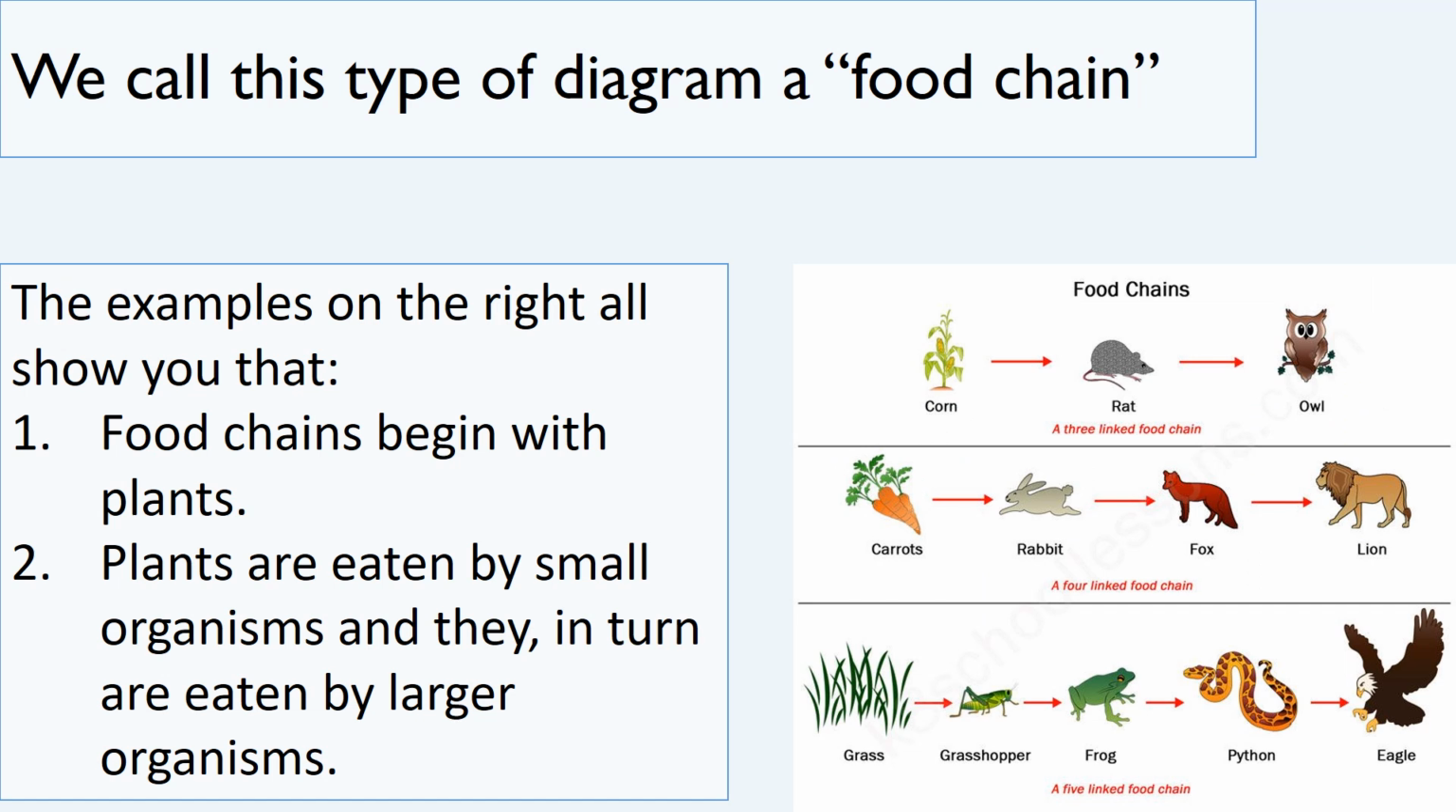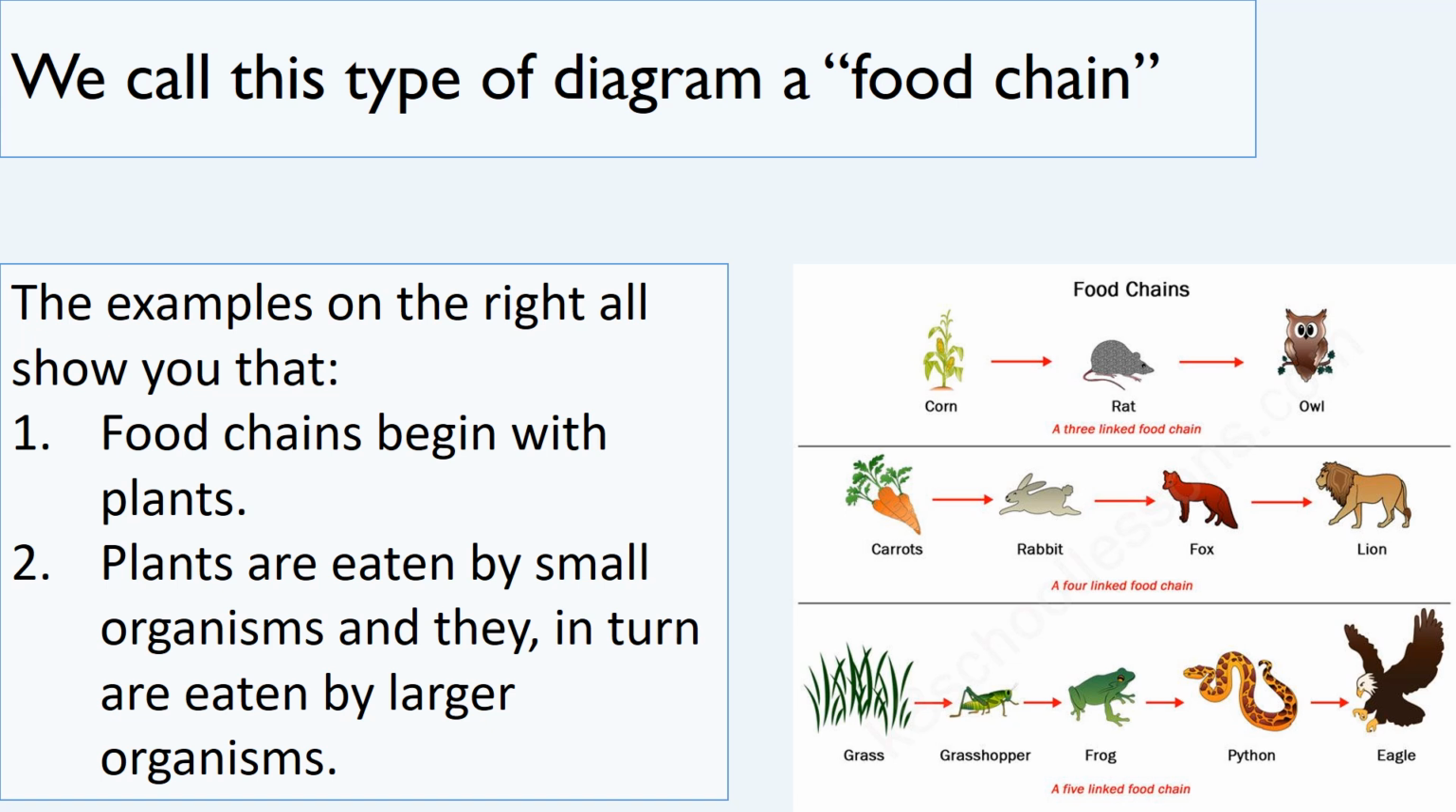So we call this type of diagram a food chain. They are of varying length. All food chains on land begin with plants. Plants are then eaten by small organisms, and they in turn are eaten by large organisms. In many ways, the one at the bottom is most realistic in the sense that very small insects are often how these food chains start.